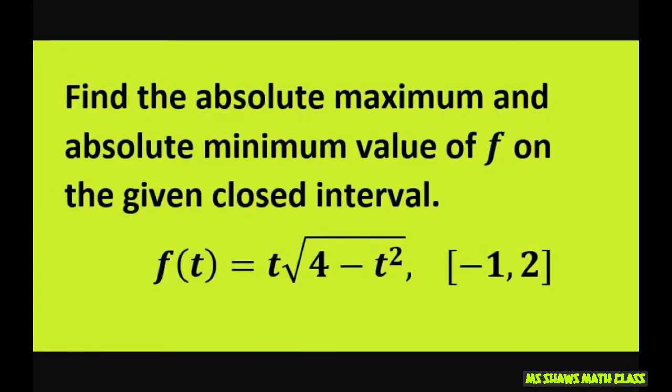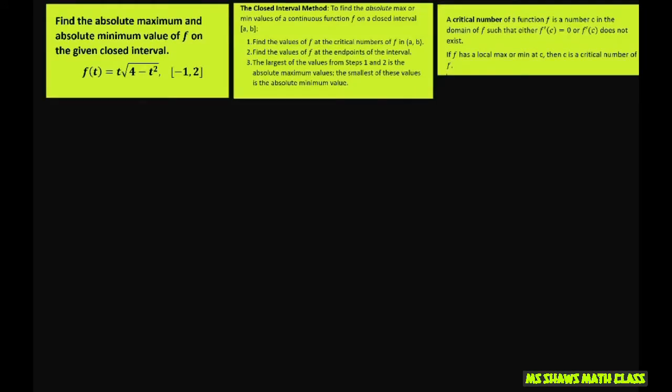We're going to find the absolute maximum and absolute minimum value of f on the given closed interval. f of t, and the closed interval is from -1 to 2. We're going to use the closed interval method. The first step is to find the critical numbers of f in the open interval a comma b. So this is your critical number, and that's what we're going to do first.